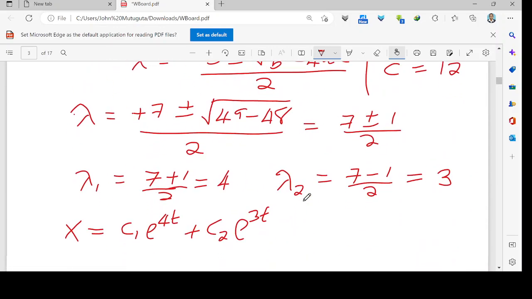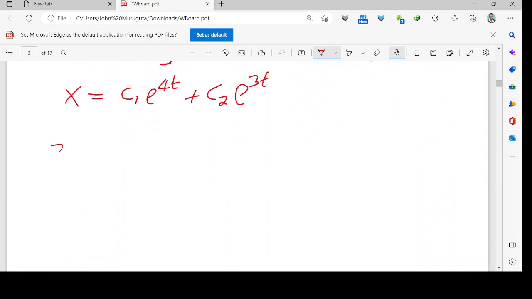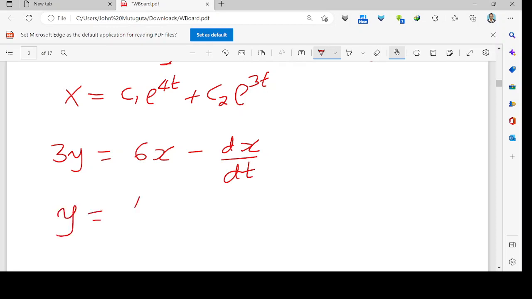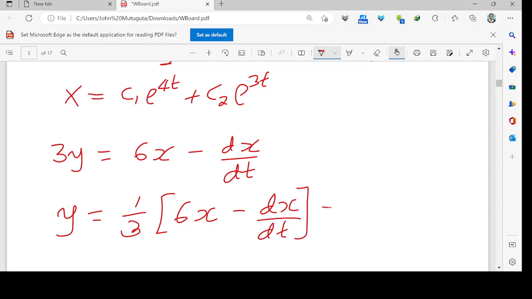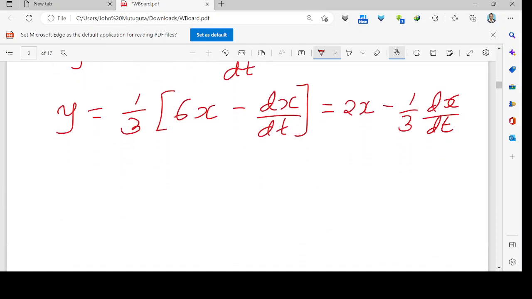So we have here 3y is equal to 6x minus dx by dt, or y will be given by 1 over 3 into 6x minus dx by dt, or even we can write 2x minus 1 over 3 dx by dt. This is the expression for y.